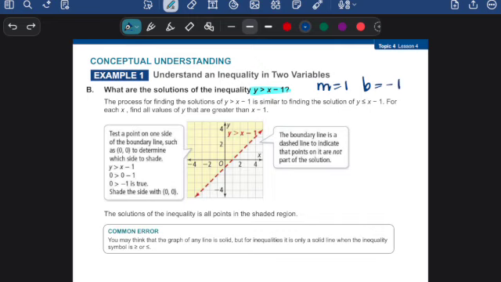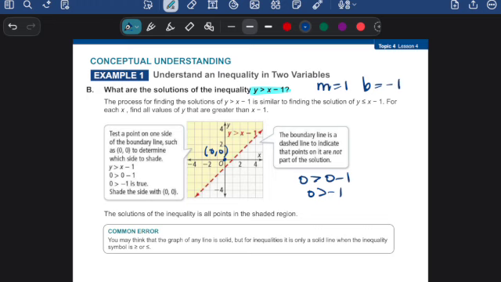Now, how do we find the other solutions? Well, again, you can just pick a point. So let's pick 0, 0, and let's plug that into our inequality. 0 is my y value, greater than 0 minus 1. Is 0 greater than negative 1? Yes, it is. So that is a solution.